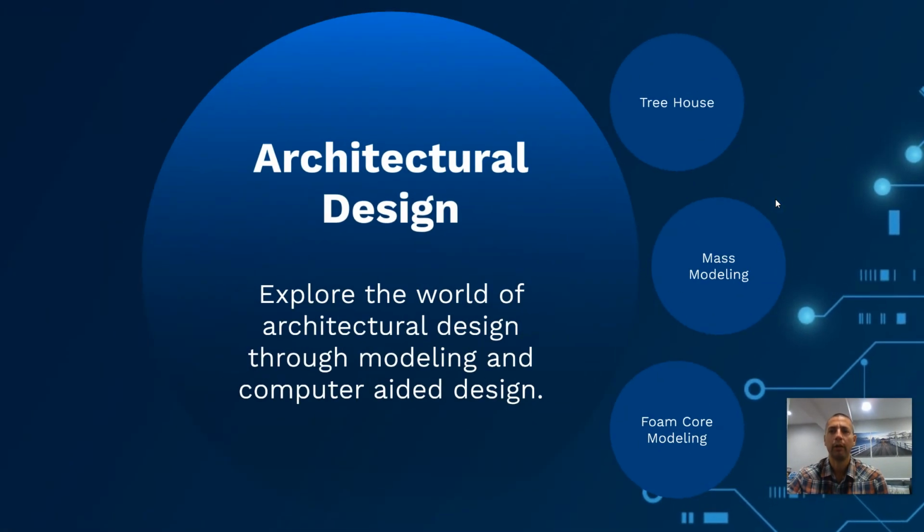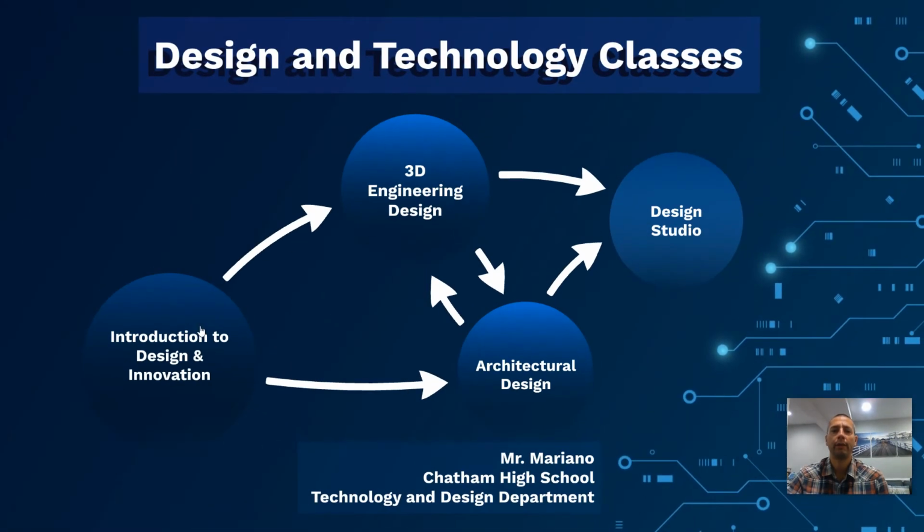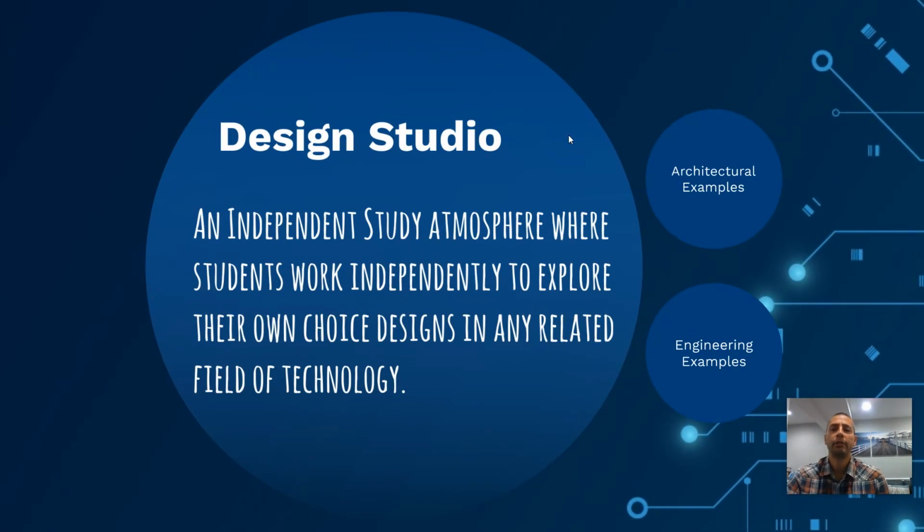Let's continue further. Once you pass Introduction to Design and Innovation, you can take 3D engineering and or architectural design. After both of those classes, we also have the option to take a further studied independent study class called Design Studio. This Design Studio class is also affiliated with Fairleigh Dickinson University for 3 credits that are transferable to any university that accepts a few credits from other colleges. This will get them a head start on their college.